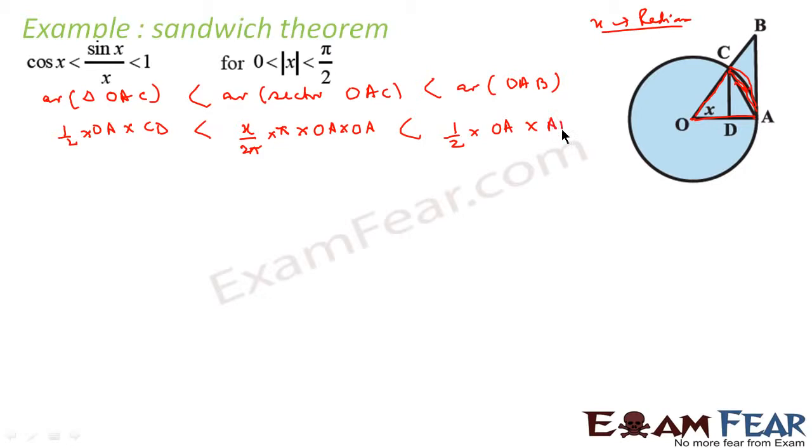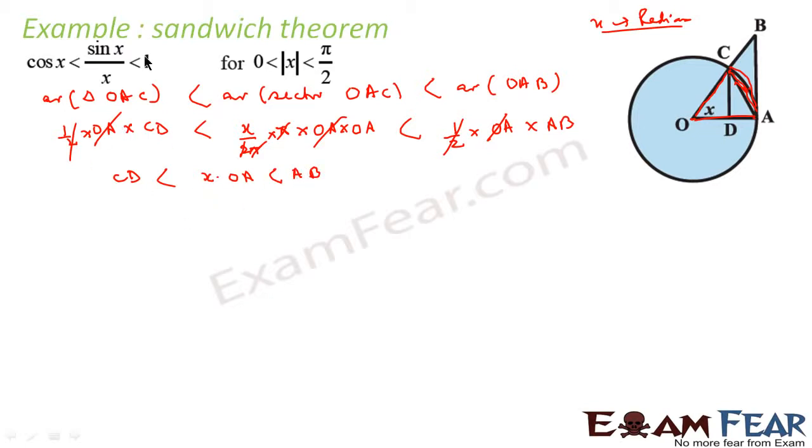Correct? Now we see that OA is common in all, so we can cancel OA, it is not 0. 1 by 2 is also common in all, so we'll cancel this 1 by 2. Here pi is common, we'll cancel. What we are getting here is CD is always less than x into OA, which is always less than AB. Now we have an inequality in terms of CD, OA and AB.